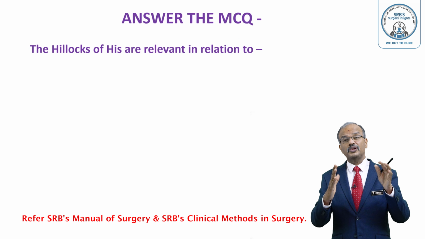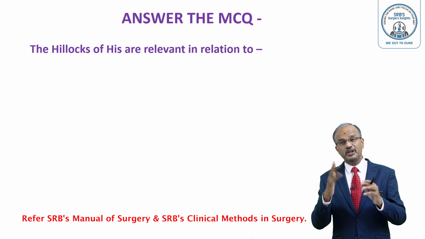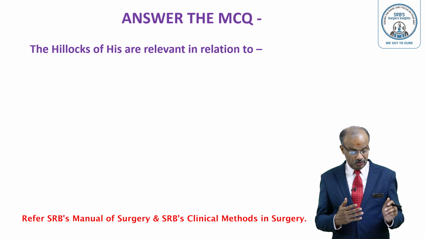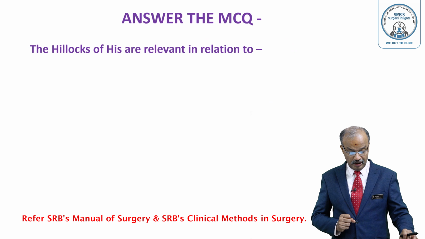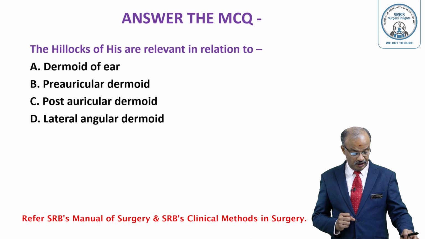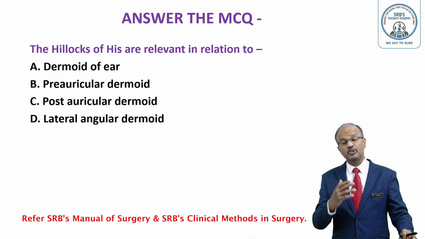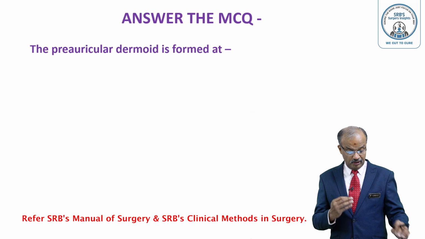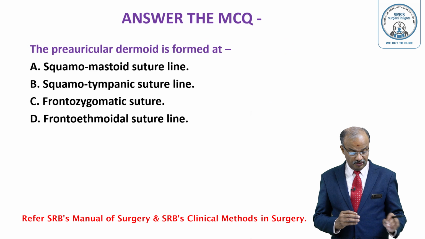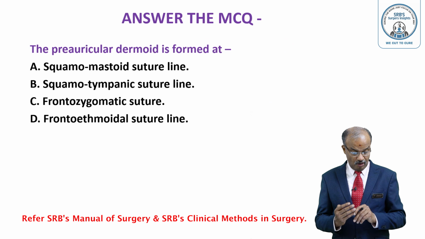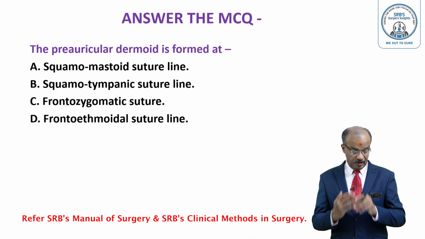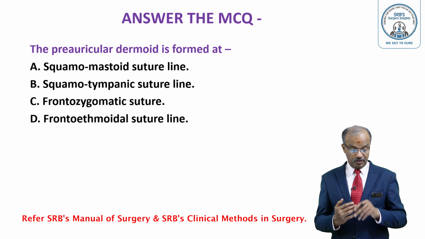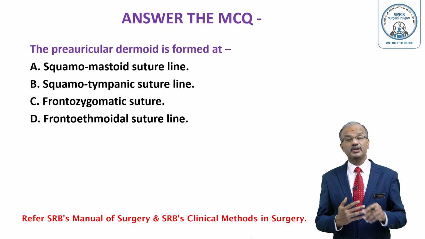Students, answer the MCQ. I will acknowledge and appreciate your answer. I will give the right answer later. Hillocks of His are relevant in relation to: A, preauricular dermoid; B, postauricular dermoid; C, lateral angular dermoid. Please put it in the comment box. What is the right answer? Preauricular dermoid is formed at: A, squamomastoid suture line; B, squamotympanic suture line; C, frontozygomatic suture line; D, frontoethmoidal suture line. Put the right answer. I will acknowledge your answer.